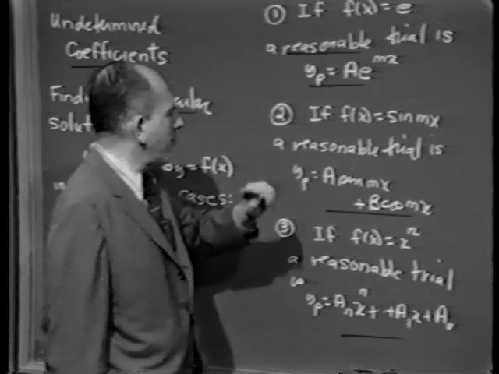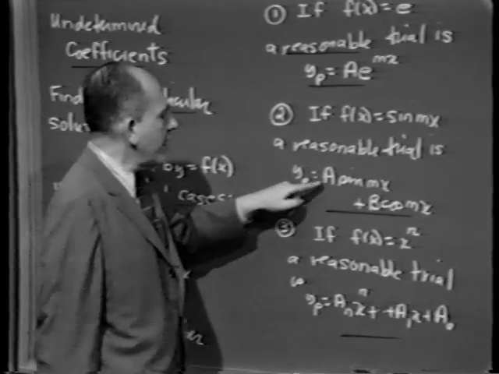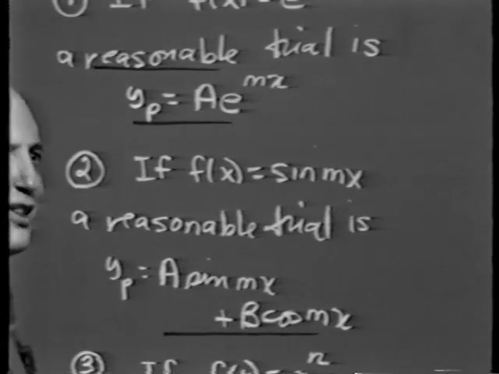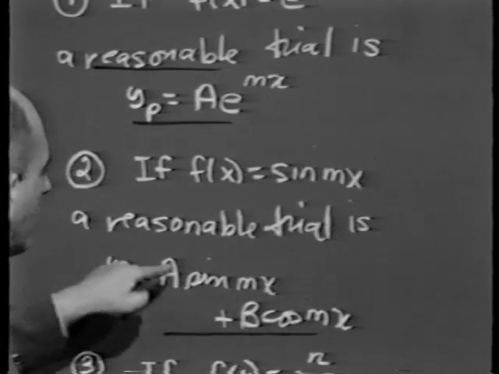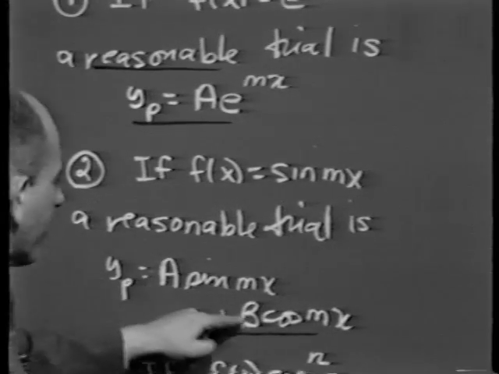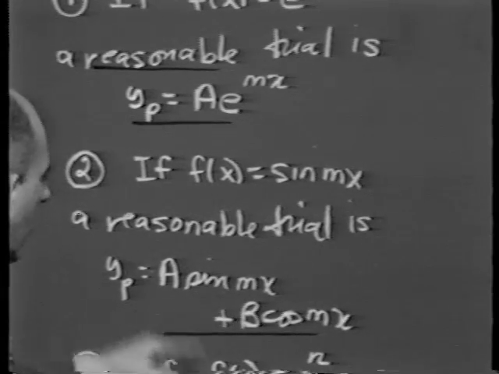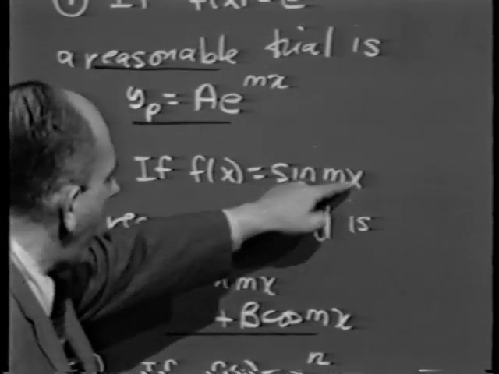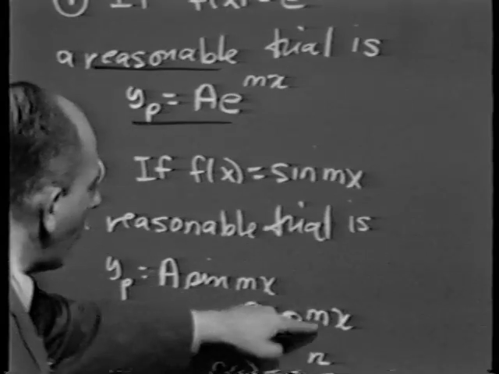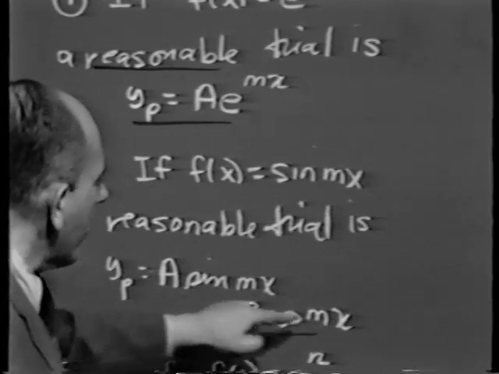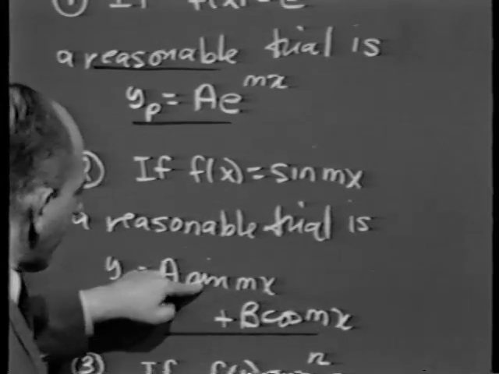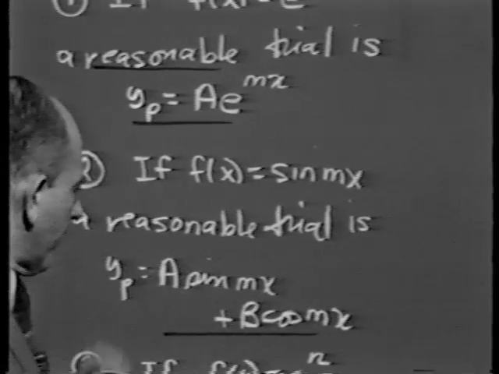If f of x is sine mx, then a reasonable trial solution is a sine mx plus b cosine mx, where a and b, again, are undetermined coefficients. They're constants, and we're going to try to figure out what they must be by feeding this trial solution into the equation. And I'll emphasize this more when we come to it in the context of an example, but notice that even though the right-hand side is sine mx, the trial solution is not just a sine mx, it's a sine mx plus b cosine mx, because remember, in taking derivatives, if I differentiate the cosine, I can get the sine. If I differentiate the sine twice, I get back to the sine. So I want both of these terms in here.